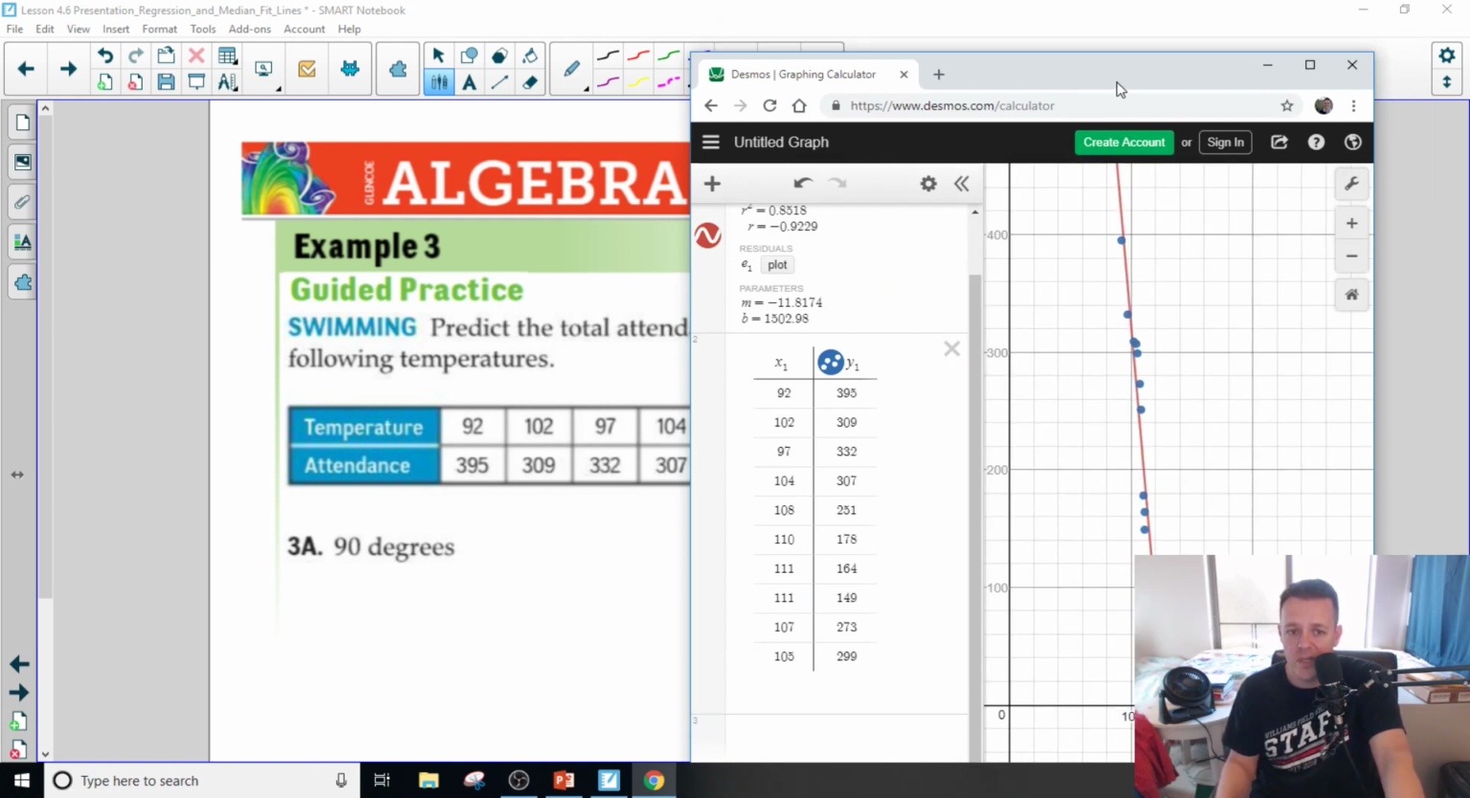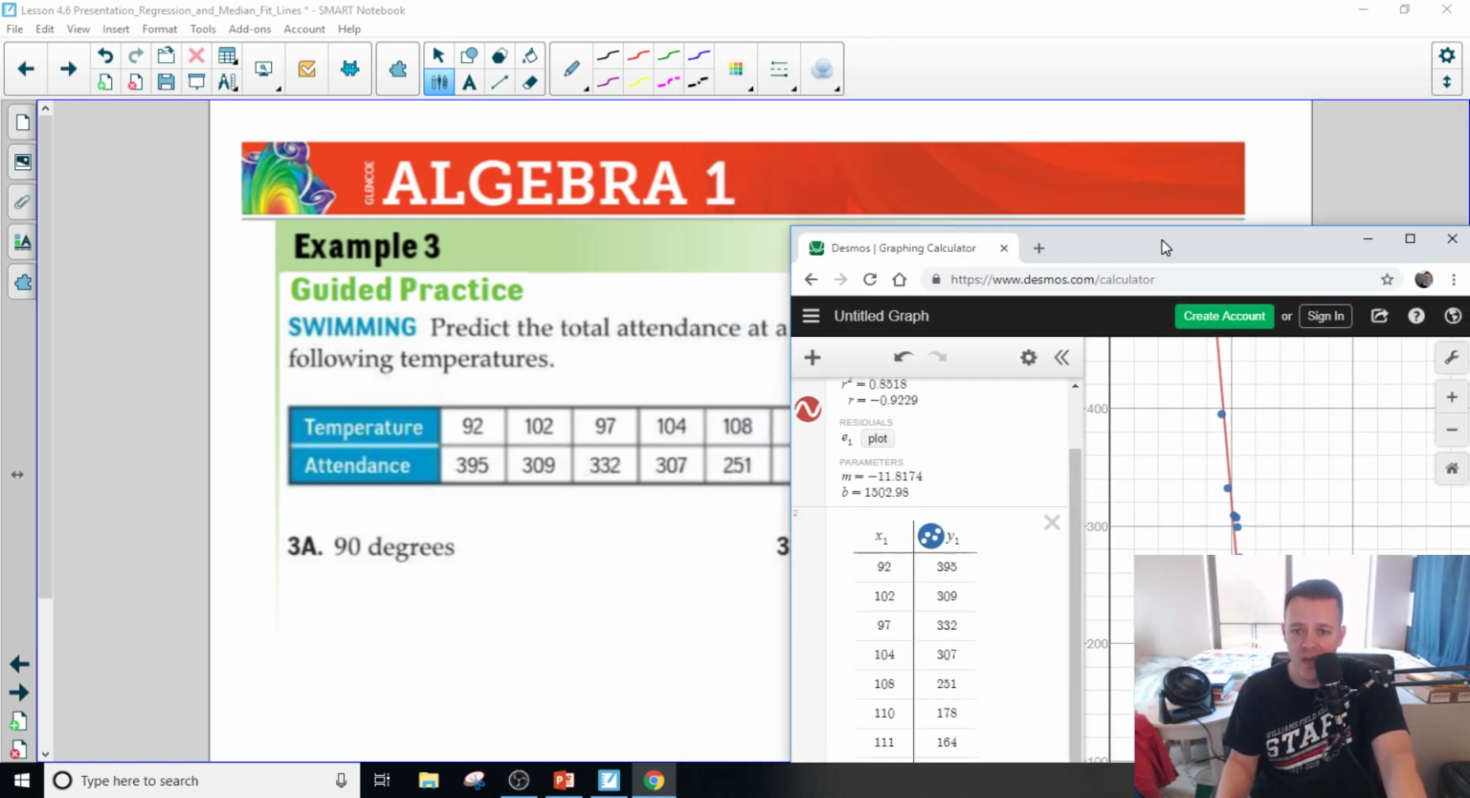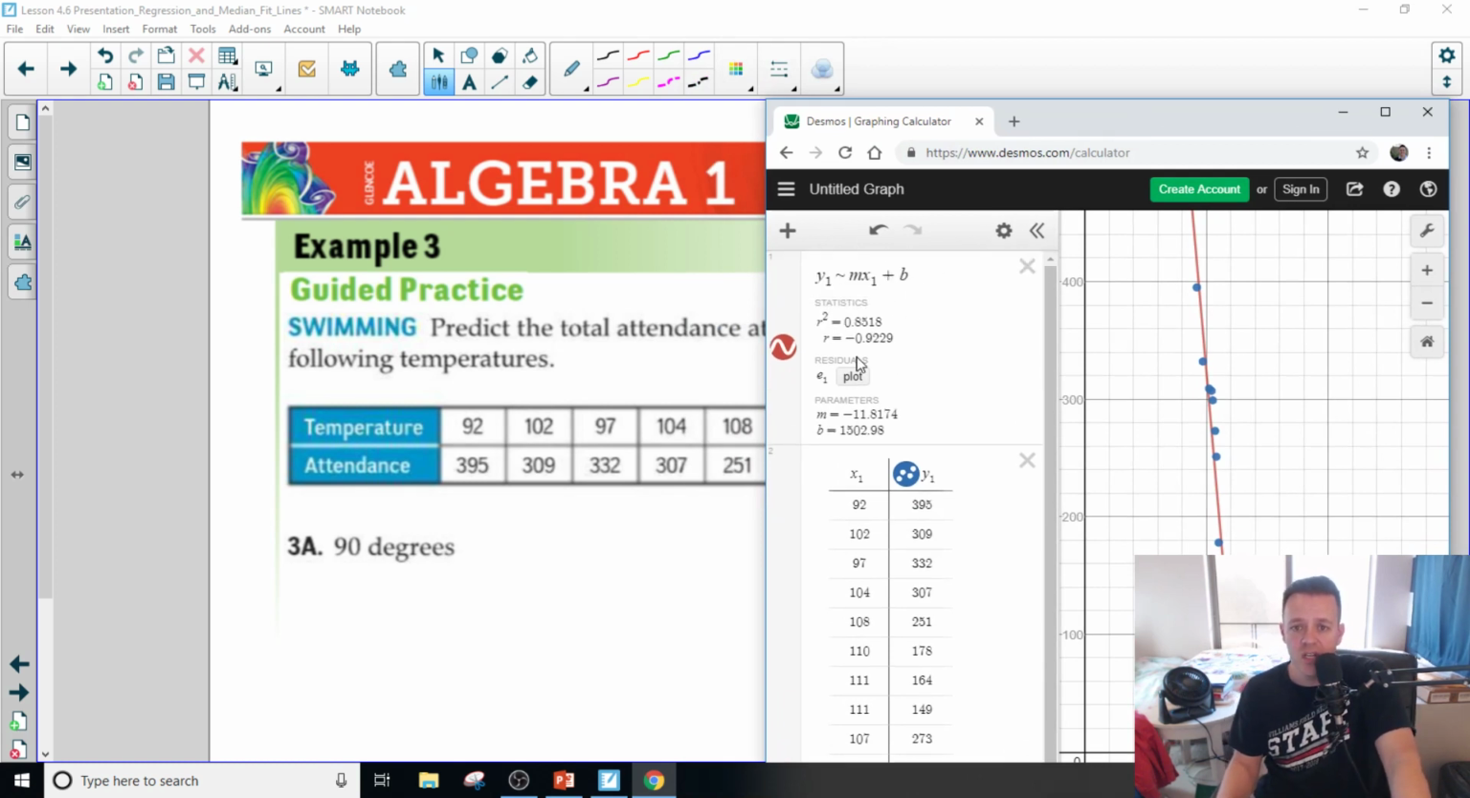Alright, so here are my points. So now what we're looking for, ladies and gentlemen, is we have our line of regression. Okay, if you guys look, it's a strong negative correlation because r equals negative 0.90922. I'd like to be able to tell you exactly how they got the correlation, but at this point, that doesn't really matter. Just know that you can use a calculator to get to that.